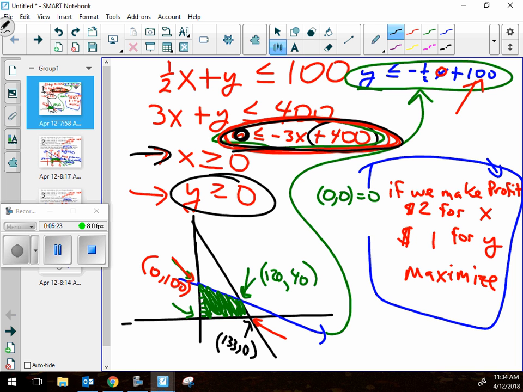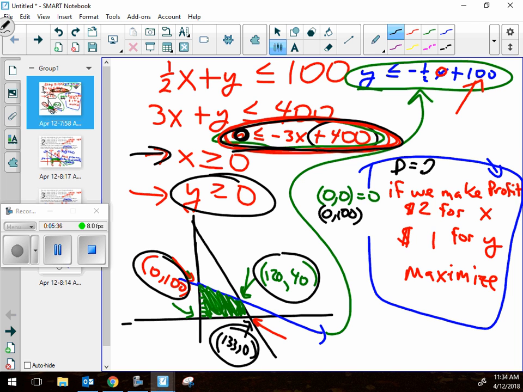Actually, there's 3 spots. These 3 corners, here, here, and here, now we need values for them. 0 comma 100, you put it in your profit function, which is profit 2 for each x plus 1 for each y. 2x plus 1y. There's an R2 level question on the test, is write that little equation.